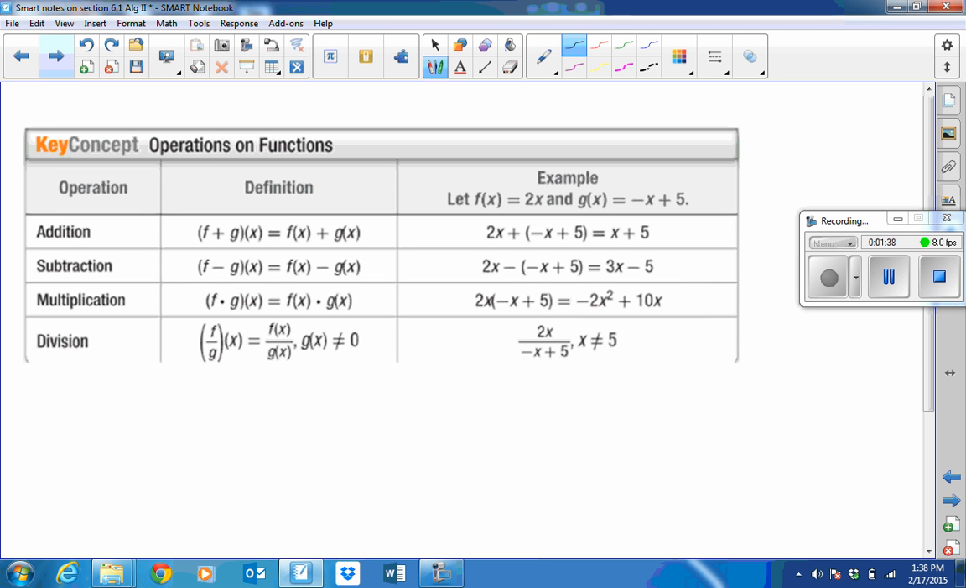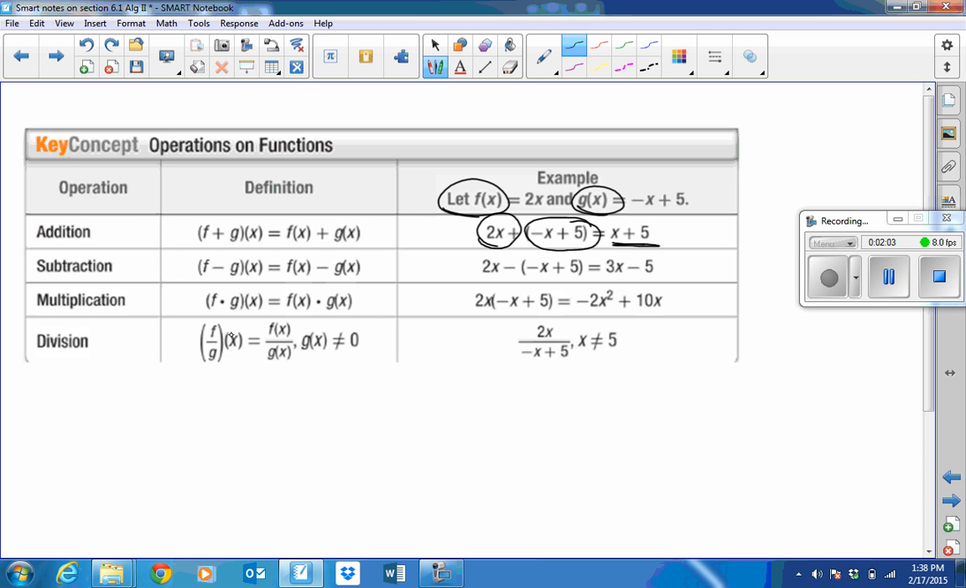Now, functions can be added, subtracted, multiplied, and divided just like numbers can. If we have two functions, f of x and g of x, we can add them, f plus g of x, by simply adding the f of x plus the g of x. In this example, we're adding 2x plus negative x plus 5 and getting x plus 5 after we simplify.